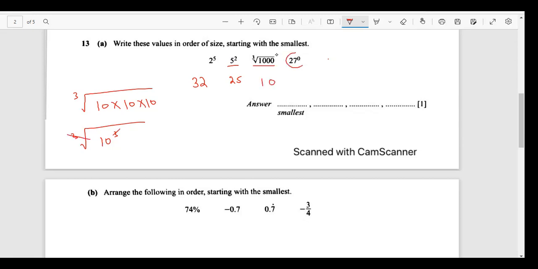And what is 27 power 0? Always remember in maths, whenever you have 0 as the power, it is going to give you 1. Every number that has 0 in its power would be 1. It could be 1000 power 0. It could be 1 billion power 0. Very good. It's going to be 1. Okay. Well done. It would be 1.